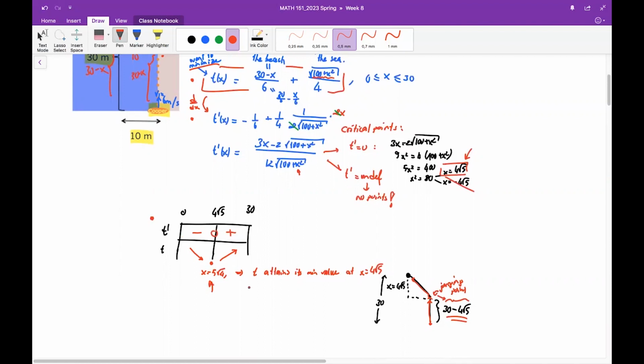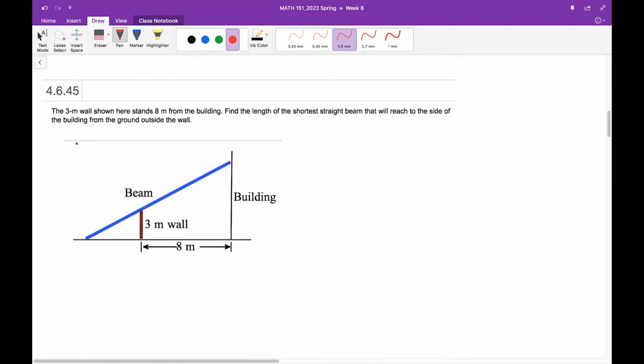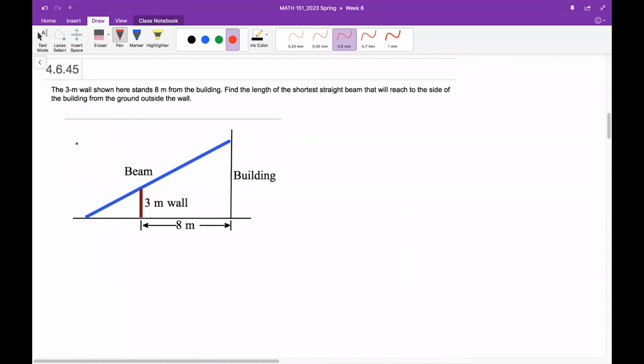Okay, let's move on with the next example, which is again an optimization problem. Here what we have. Okay, we have a 3-meter wall shown here, okay? We have this wall, and it's 8 meters from the building. This wall runs at 8 meters from the building, like that.